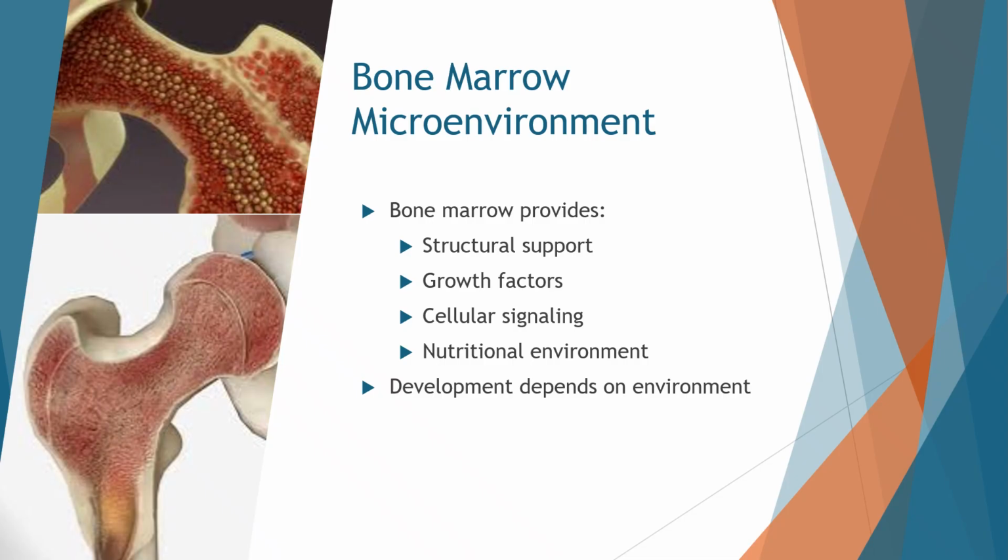Histotechnology connection, and this is a big one. When bone marrow architecture changes, fibrosis, infiltration, leukemia, metastatic disease, the environment collapses. And when the environment changes, cell production changes. So abnormal blood counts often reflect a microenvironment problem, not just a cell problem. So just remember, hematopoiesis is not just biology, it's ecology. Healthy blood requires the right cells and the right neighborhood.